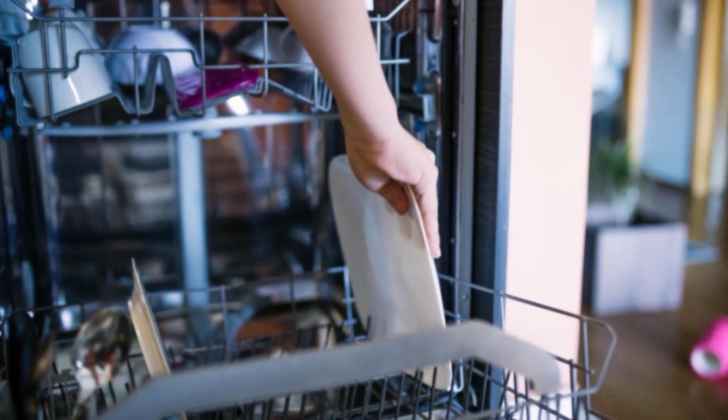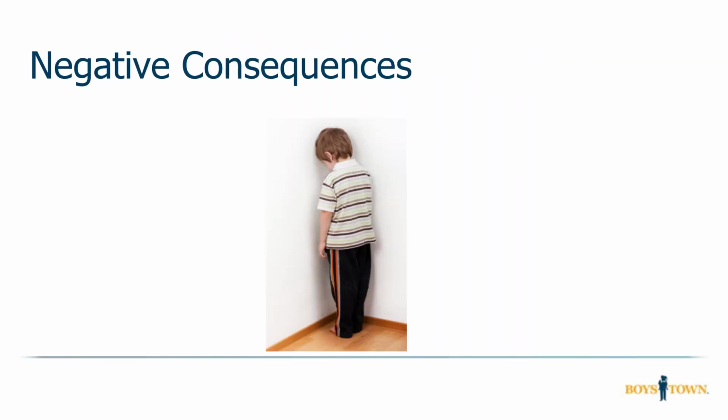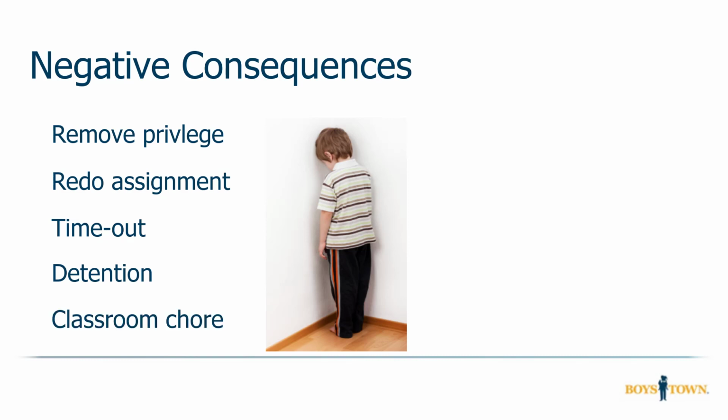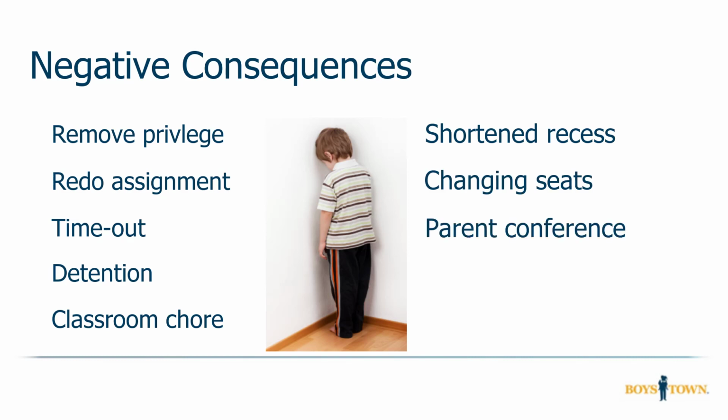Another example would be a child who hurt their sibling. The parent has them complete the sibling's chores. Adding a chore is the negative consequence, and the behavior of hurting the sibling will be less likely in the future. Now let's look at some types of negative consequences. Remove a privilege, redo an assignment, a timeout, detention, classroom chore, shortened recess, changing seats, parent conference, or private teacher conversation. Sometimes just the act of correction may be enough for some students.